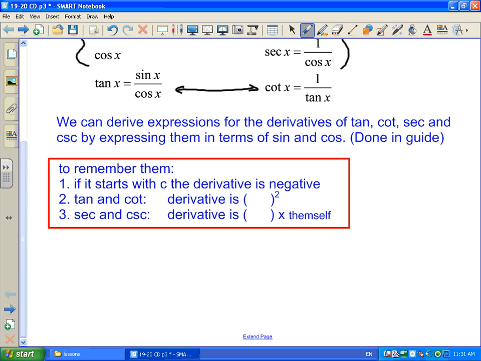And then I grouped them together the way I explained. Tangent and cotangent, both of their derivatives follow a pattern. It's something that is then squared. And secant and cosecant also follow a pattern. Their derivative is something times the function themselves. So secant is something times secant. Cosecant is something times cosecant. So I divide them into these two categories.